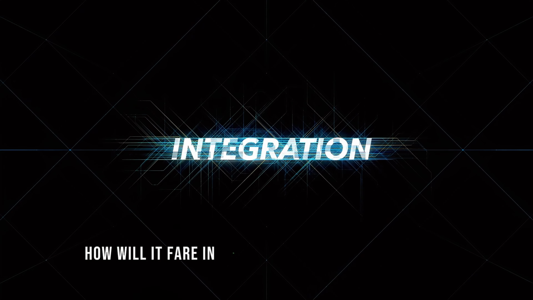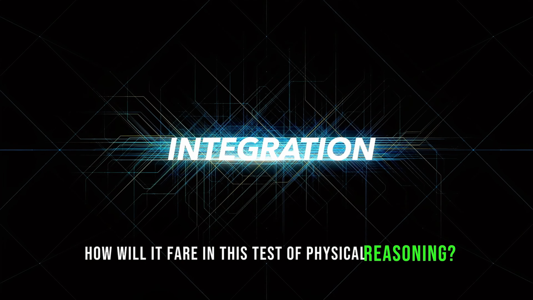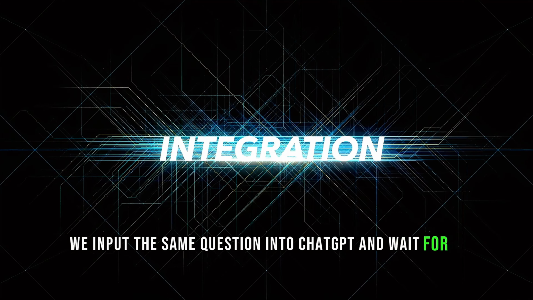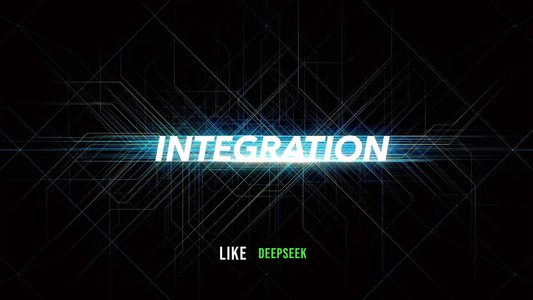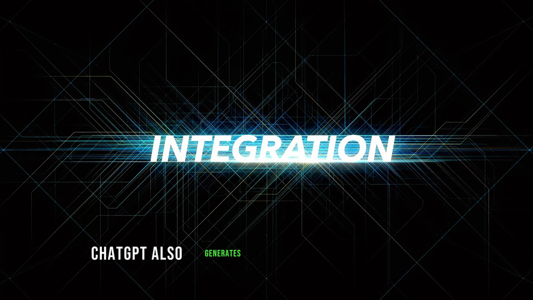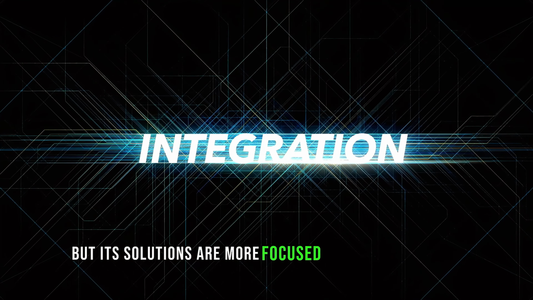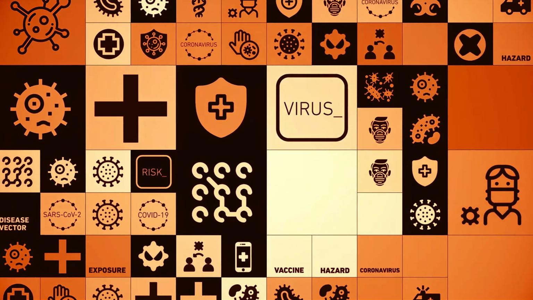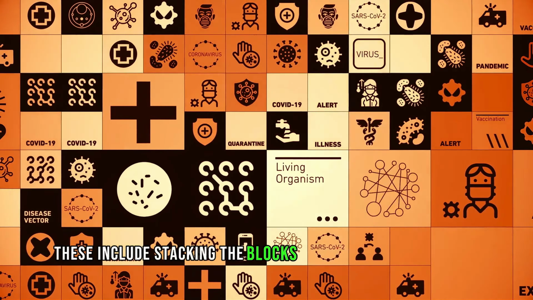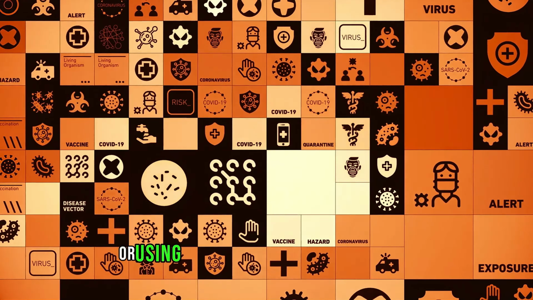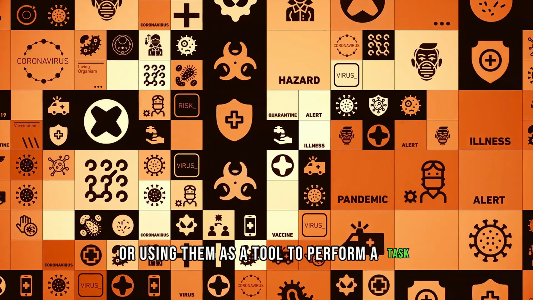How will it fare in this test of physical reasoning? We input the same question into ChatGPT and wait for a response. Like DeepSeek, ChatGPT also generates a list of possible actions, but its solutions are more focused on problem solving. These include stacking the blocks to reach a certain height, arranging them in a specific pattern, or using them as a tool to perform a task.